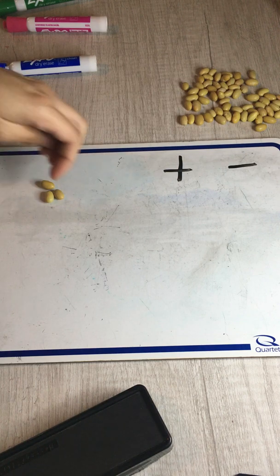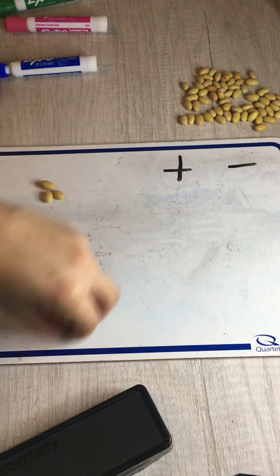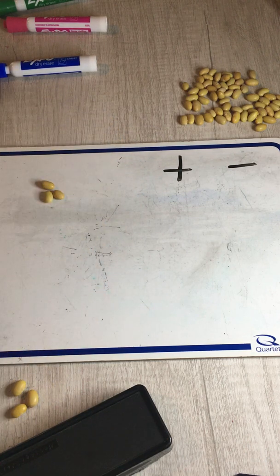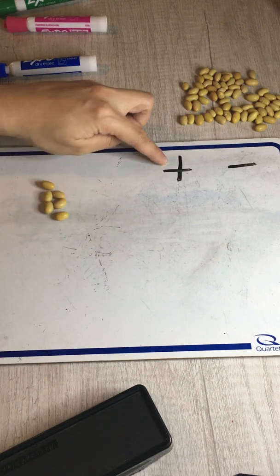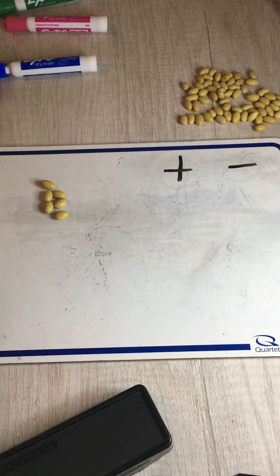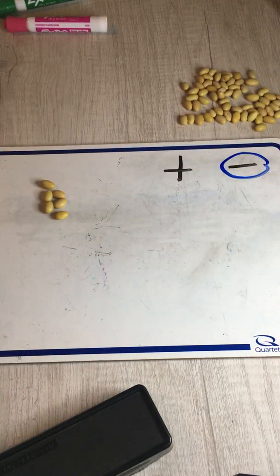3. So she had 6 beans in the beginning. She took away 3 of the beans. How many were left? 3. So is this addition or subtraction? It is subtraction because we're taking away a quantity.